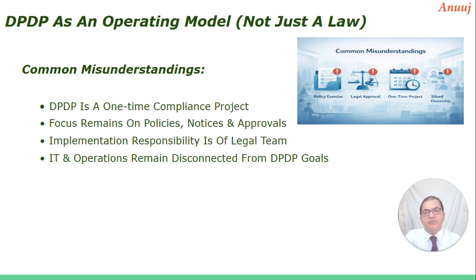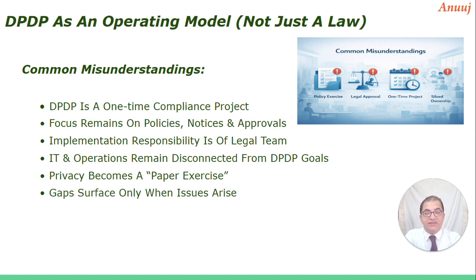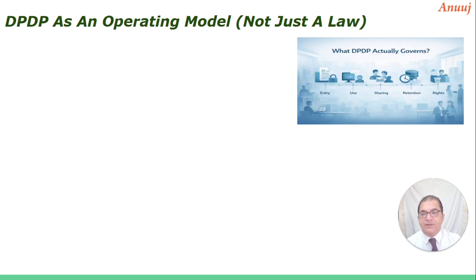Maybe a privacy team, and one of the privacy team members' jobs is to deal with IT and operations only, or maybe one with IT, one with operations, depending on the volume of personal data or the size of the organization. Now, that is something which does not have a legal binding. You need to decide how you want to handle your business. Privacy becomes a paper exercise, true, and gaps surface only when issues arise. That's true with any business. When an issue comes up, gaps will come up. People will forget about it once the issue is settled, whichever way it is settled.